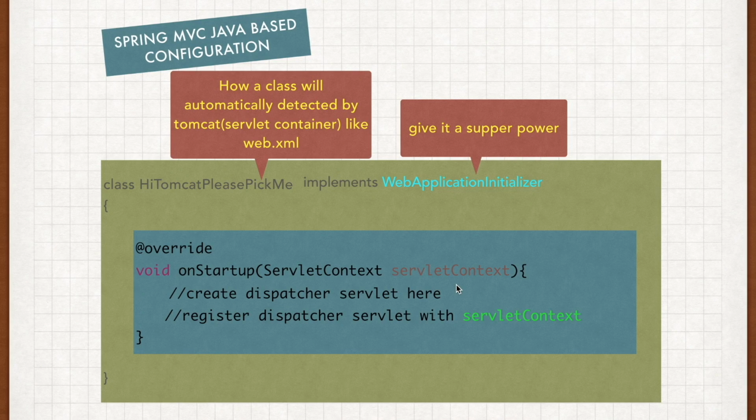So that's pretty funny, right? It feels like a chocolate right now. We're going to create a class, implement the WebApplicationInitializer, and make sure that our Tomcat is the latest, like Tomcat 9 or Tomcat 8, right?